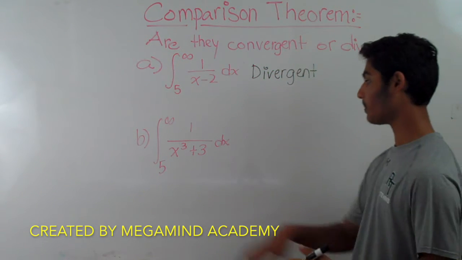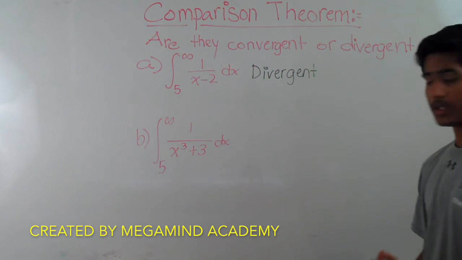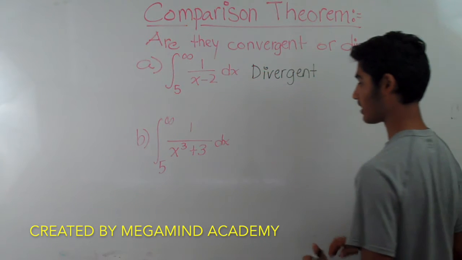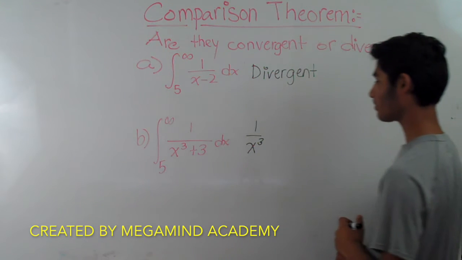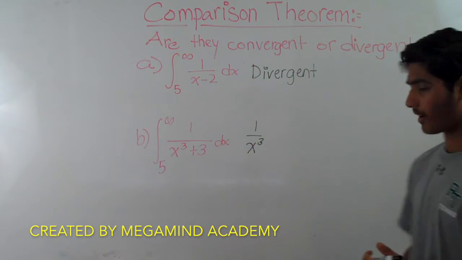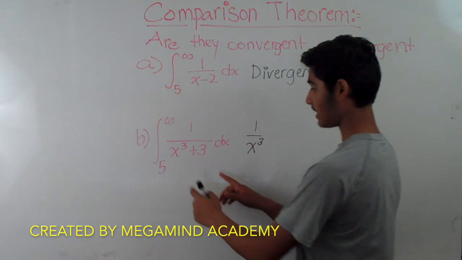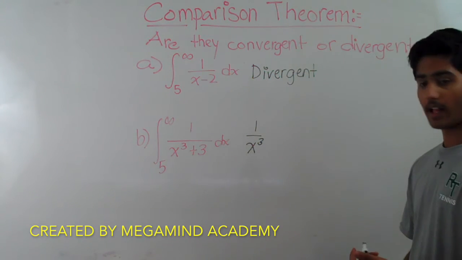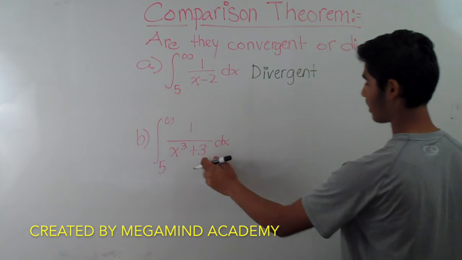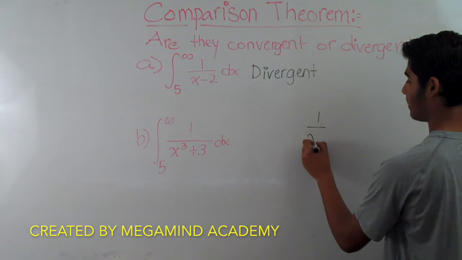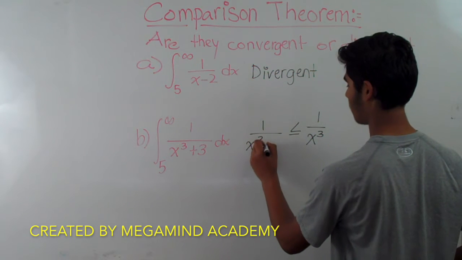Now let's move on to problem B. Is there any function that we know that's greater than or less than this function here? Well, once again, we want to think of a parent function. And the parent function that comes to mind is 1 over x cubed. Now, is 1 over x cubed greater than or less than 1 over x cubed plus 3? Well, here, as we can see, the denominator is bigger. That means that the whole value will have to be smaller. And so 1 over x cubed is greater than 1 over x cubed plus 3.